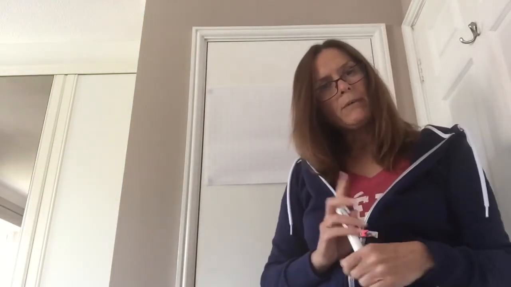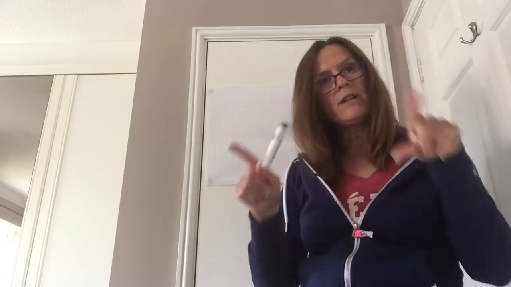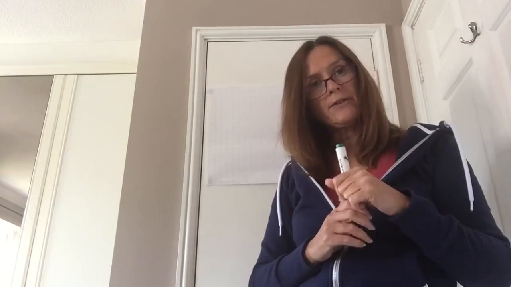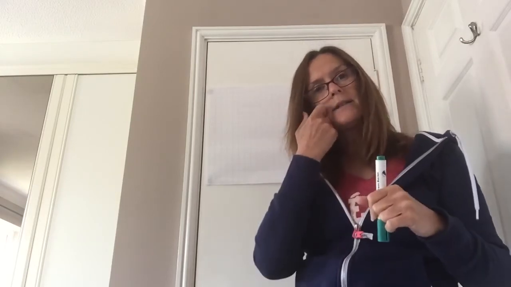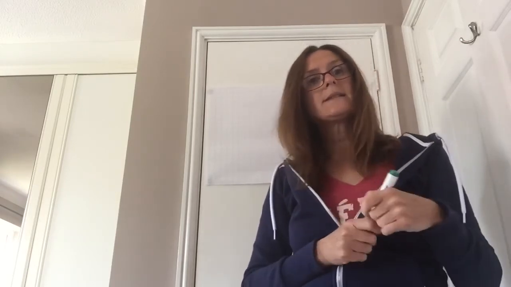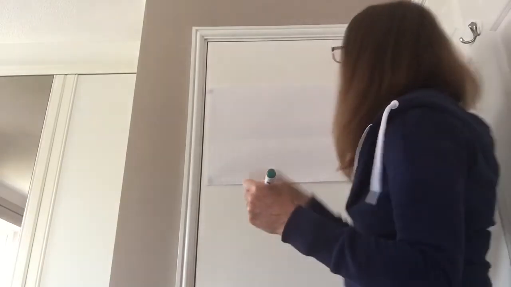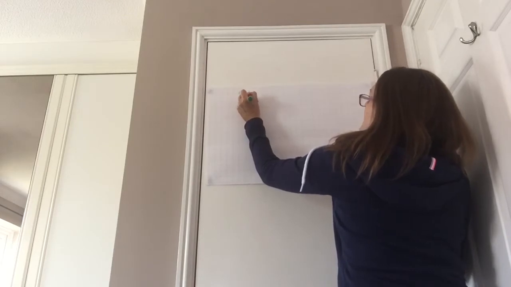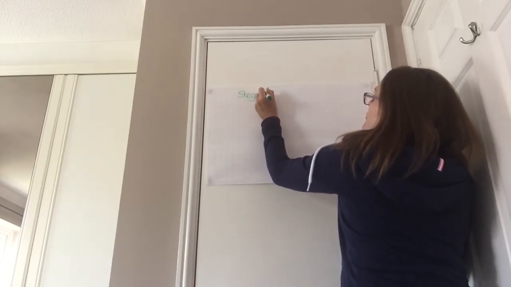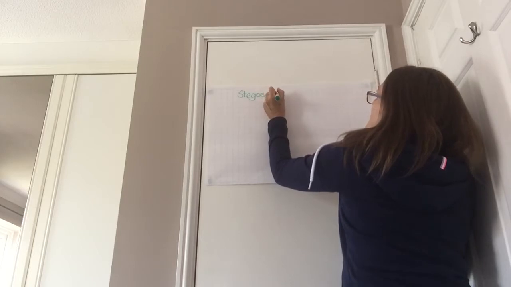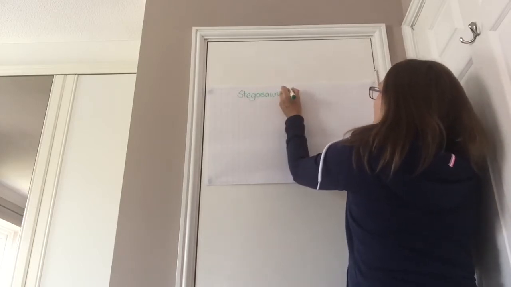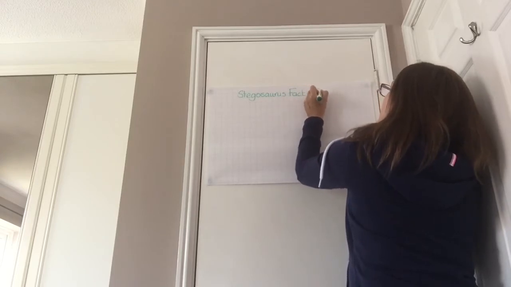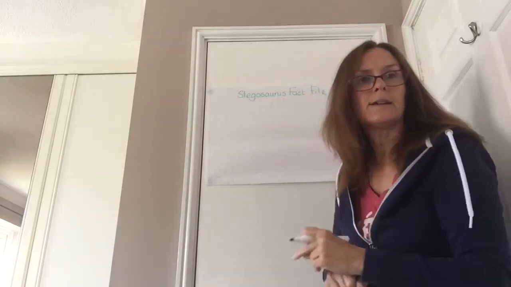Now I've got my facts about my Stegosaurus in my tree diagram, my tree map. I'm going to have a go at starting to write my fact file about Stegosaurus. I'm going to start with my title, and that's going to be Stegosaurus fact file. So I'll start that at the top of the page over here. Stegosaurus fact file. Then that is my title done.